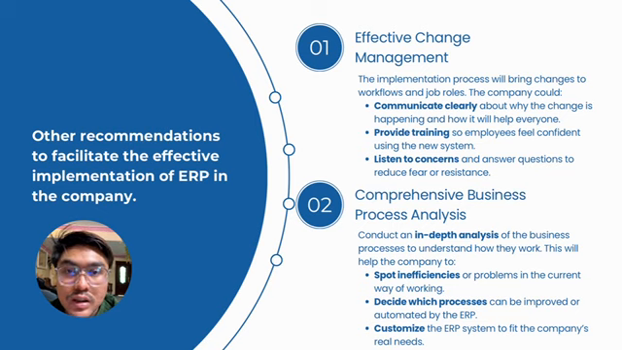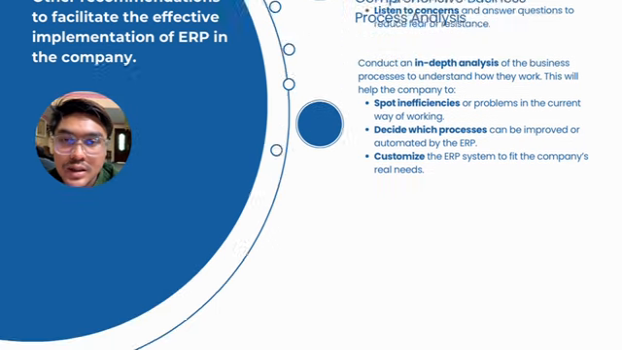The second one is comprehensive business process analysis. Conduct an in-depth analysis of the business process to understand how they work. This will help the company in three ways. The first one is to spot inefficiencies or problems in the current way of working. The second one is to decide which processes can be improved or automated by the ERP. And the last one is to customize the ERP system to fit the company's real needs.